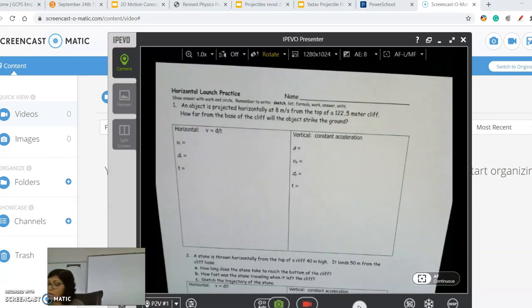problems on the back. So the first question was: an object is projected horizontally at 8 meters per second from the top of a 122.5 meter cliff. How far from the base of the cliff will the object strike?